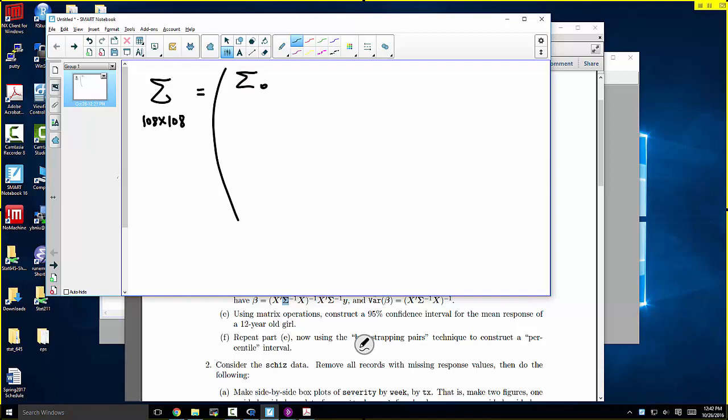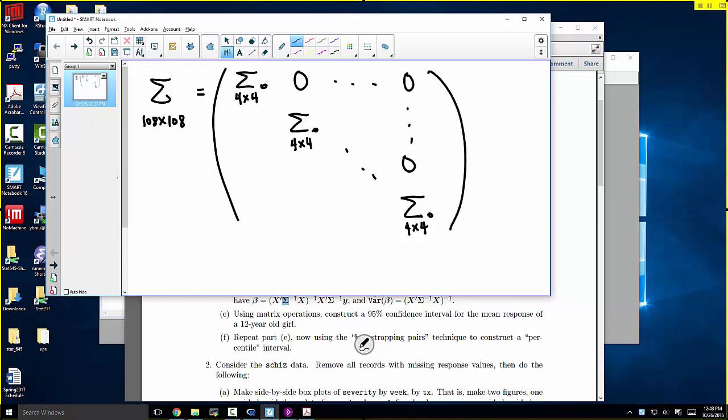We have a 4 by 4 block for the covariances on individual 1, and then the same block, because we're assuming the same variance and same correlations apply for all individuals. So we have 27 of these block pieces down the diagonal, and everything else is 0. You can compute sigma 0 under the assumption of compound symmetric correlation.